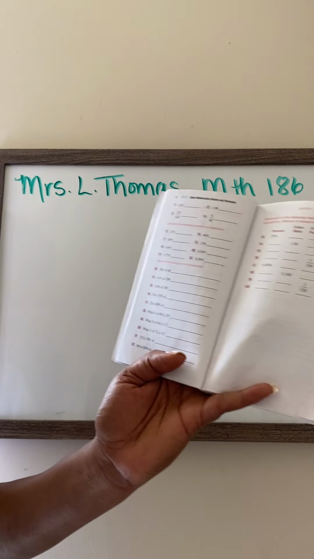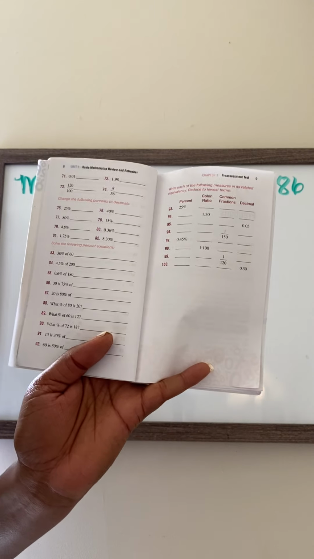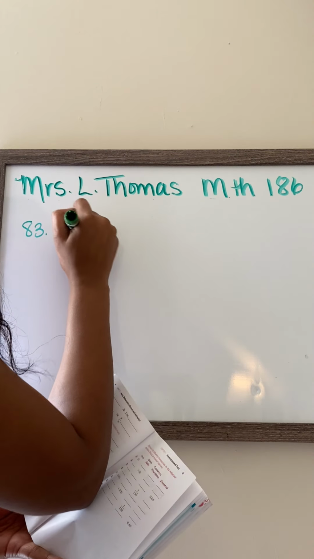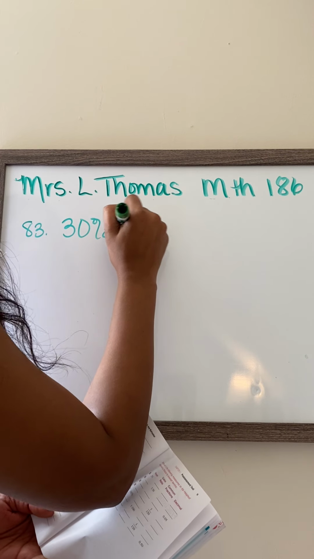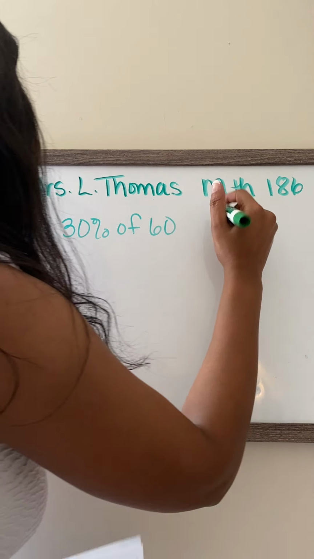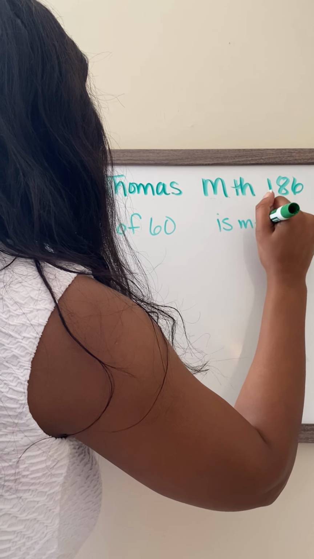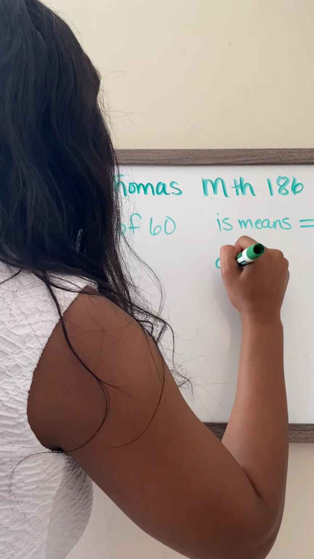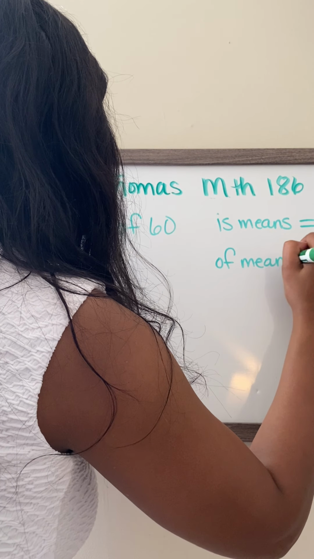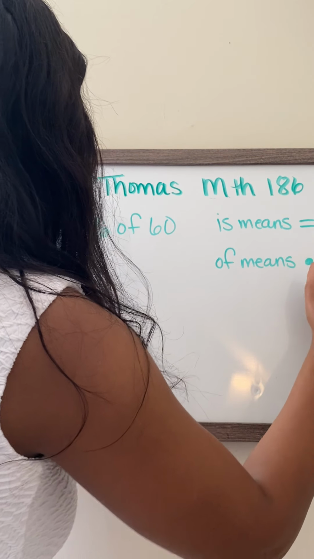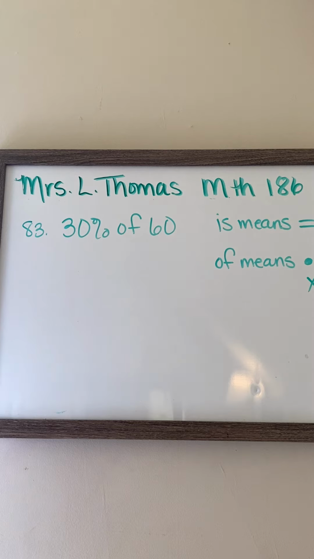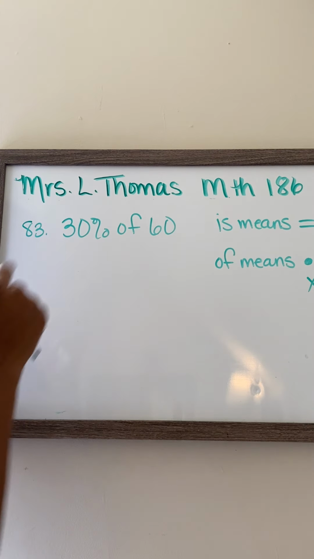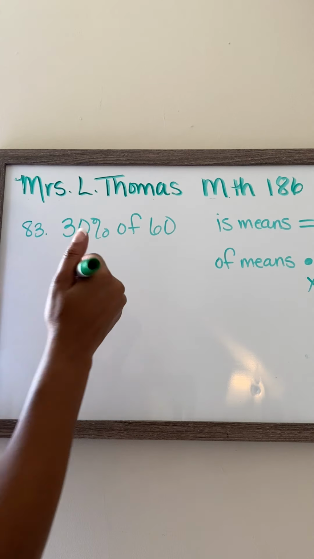The last set. Solve the following percent equations. Okay, so for 83, it says 30% of 60. All right, so "is" means equal. When you see the word "is," I want you to think of the word equal. "Of" means multiplication. I want you to think of multiplication, the x, or the dot, either or. You can't put 30% in your calculator. You have to change this to a decimal before you can multiply.